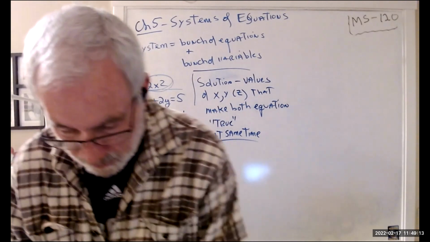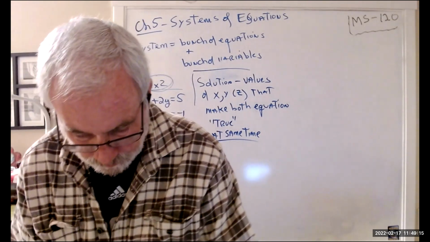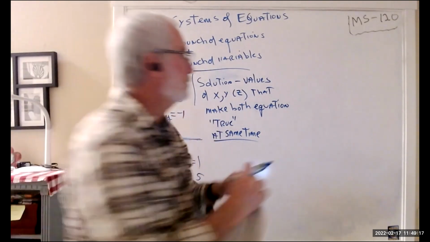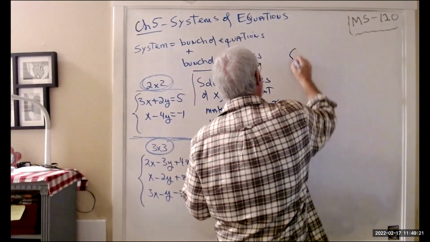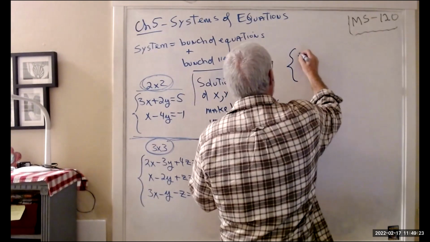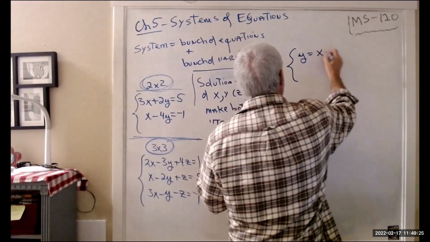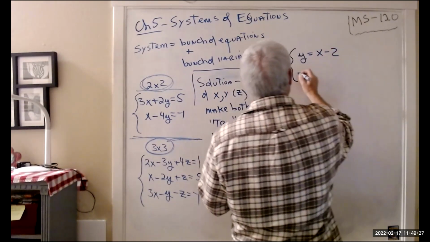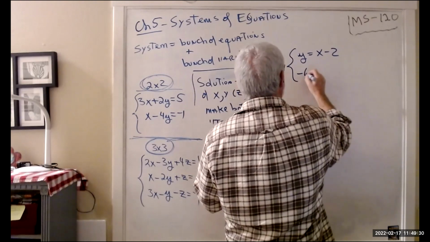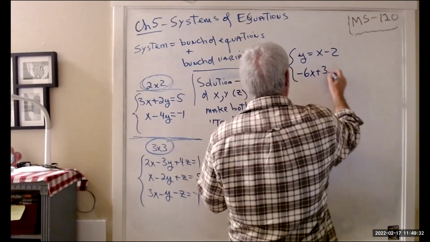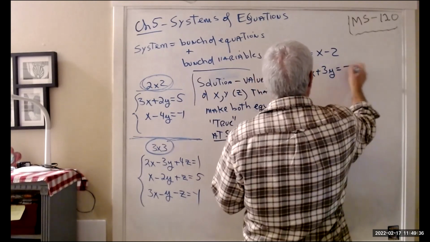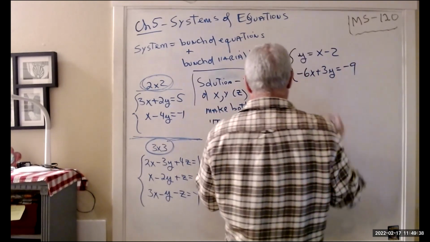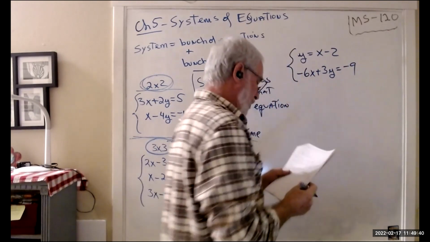So let me write a problem up here. Okay, here's an example of a system. We have y equals x minus 2, and we have negative 6x plus 3y equals negative 9.